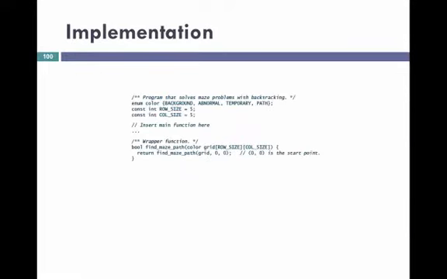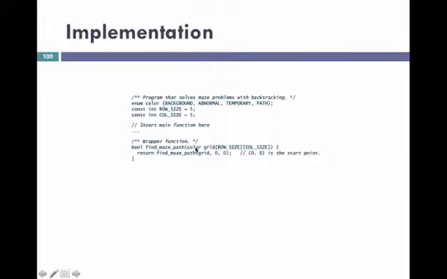Now let's look at an implementation. This is going to be a main function where we'll have an array of colors defined and the size of the array. Our main search function will go here. And here we'll have a wrapper function.